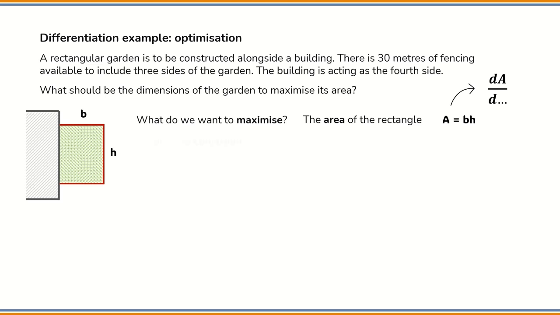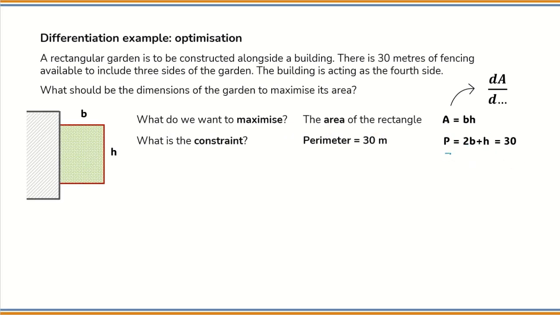The second question is, what is the constraint? The constraint is a restriction, a condition that the variables must satisfy. The perimeter is 30 meters. And the formula of the perimeter will be 2 times b plus height, because the 4th side is the building, so we don't need to consider this side. And we know that the perimeter is 30 meters.